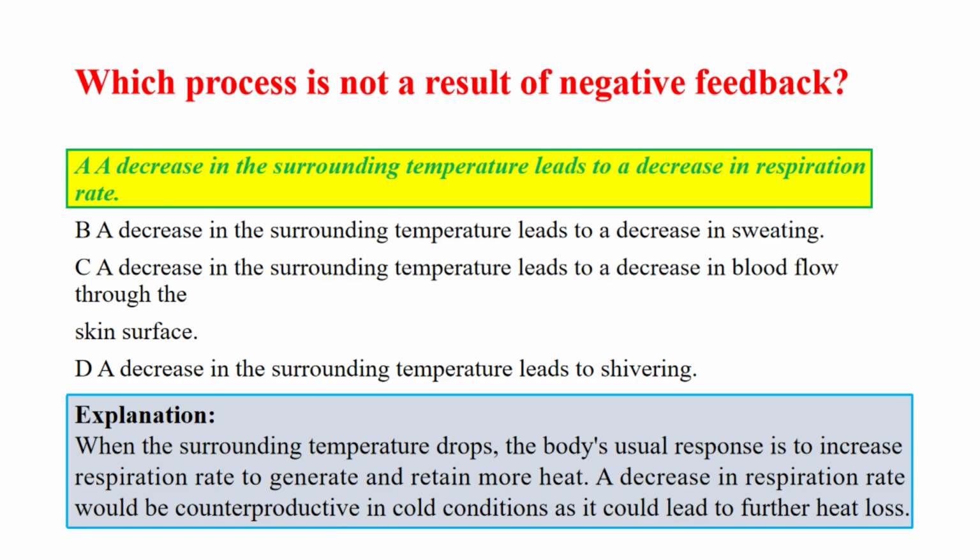Option C. A decrease in the surrounding temperature leads to a decrease in blood flow through the skin surface. This is also a negative feedback mechanism. By reducing blood flow to the skin, the body conserves heat and minimizes heat loss. Option D. A decrease in the surrounding temperature leads to shivering. This is another example of a negative feedback response. Shivering generates heat to help raise the body temperature.